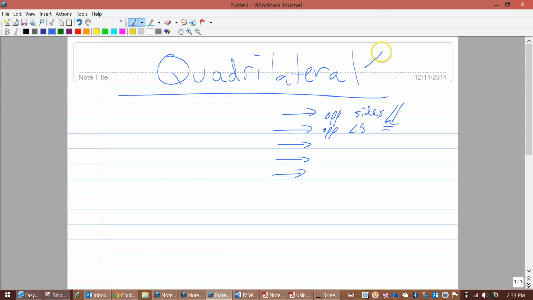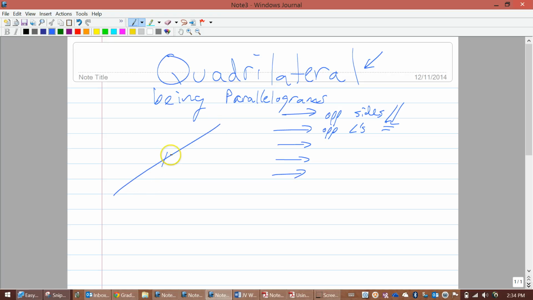Yeah, quadrilateral gives us the fact that it's a closed figure. Should say quadrilateral being parallelograms. First, it's a quadrilateral, then we want it to be a parallelogram. These are the things that make it. If I had two diagonals that bisected each other, right? So if I drew a quadrilateral where the diagonals bisected each other, would that quadrilateral also be a parallelogram?